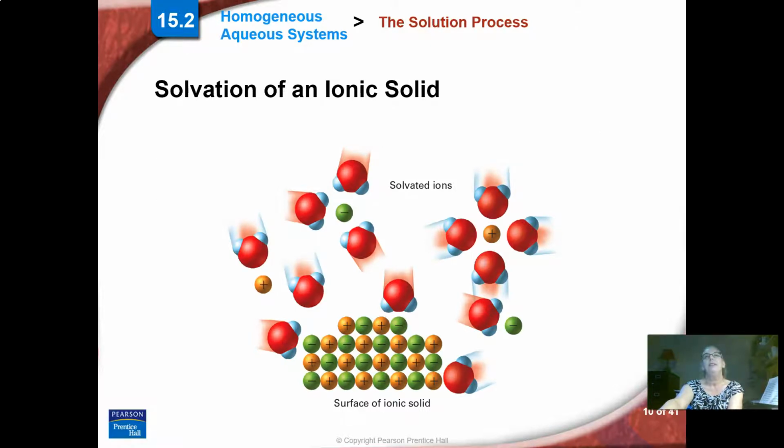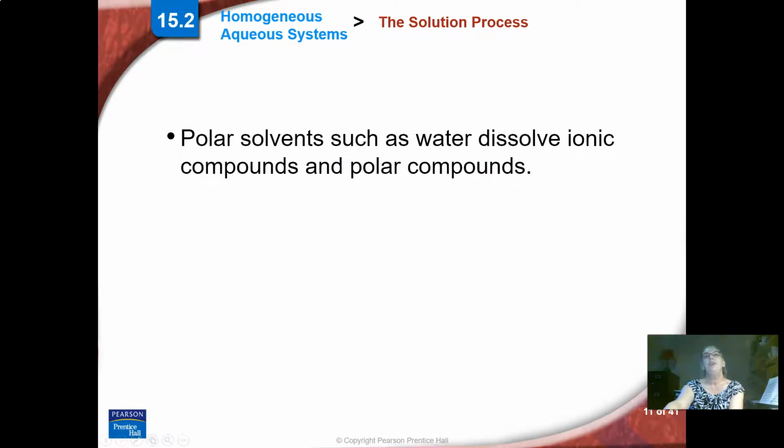And here's an example. We have the surface of the ionic solid. Say, for example, we have table salt, Na+ and Cl- in a crystal shape. We've talked about that before. And then water will come in, and remember it has a partially negative side and a partially positive side. So it'll be attracted to this positive little ion, and it'll pull it away from the crystal and then surround it in the water phase, like that. So this right here is called a solvated ion. So polar solvents such as water can dissolve ionic compounds and polar compounds.